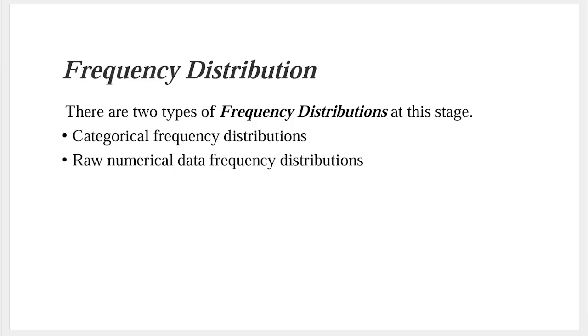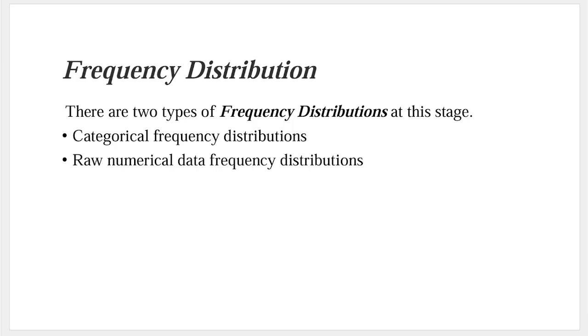Now that we understand what a frequency distribution is, let's look at its types. At this stage, we have two main types. First, categorical frequency distribution. This is used when the data is in the form of categories or groups, for example, gender, blood group, or type of disease. Second, raw numerical frequency distribution. This is used when the data consists of numbers such as age, weight, or number of patients.